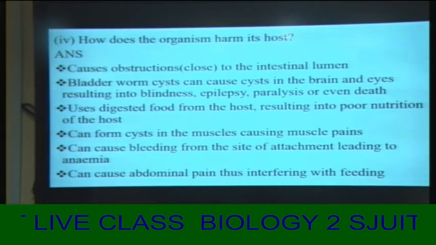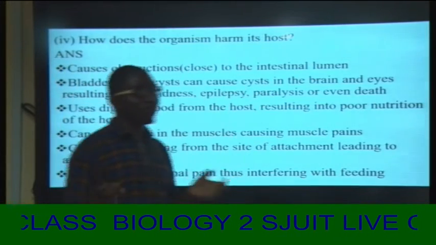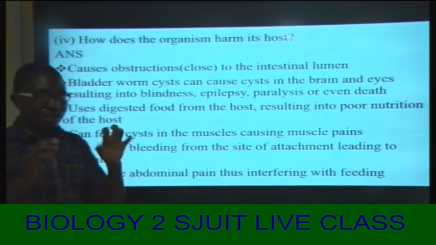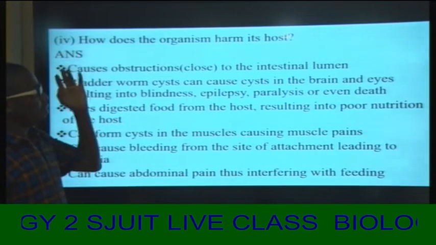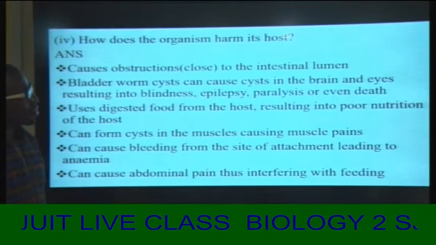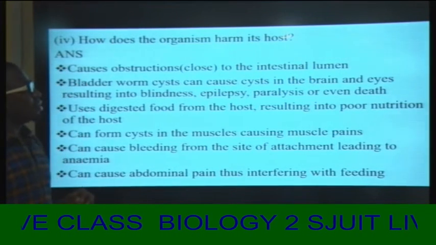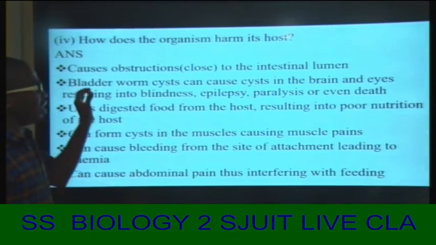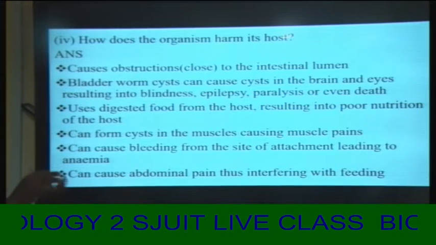These organisms, of course, the parasites, when they are large in number, particularly in the intestine, they can block the lumen of the intestine. They can close the lumen when they are large in number. So they cause obstruction of the intestinal lumen. This complication can sometimes lead individuals to undertake surgery in order to remove the worms. So one of the complications is that they can close the intestinal lumen, particularly the adults.